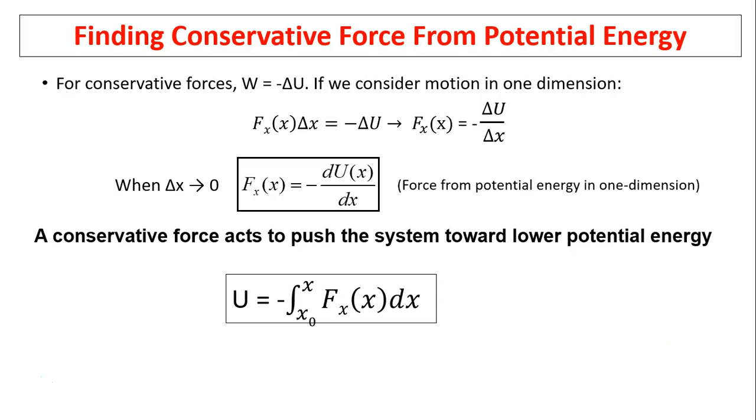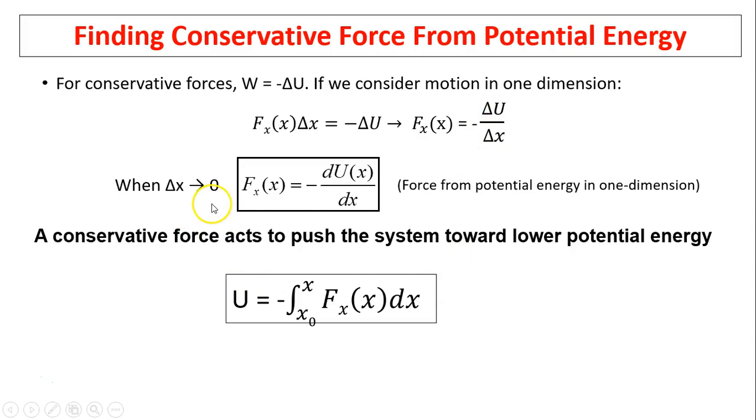Let's see, finding conservative force from potential energy. For conservative forces, the work done by a conservative force equals the negative change in potential energy. If we consider motion in one dimension, the work done by the conservative force equals the force times the displacement, which equals the negative change in potential energy. We rearrange this equation, and we have Fx equals negative delta U divided by delta x.